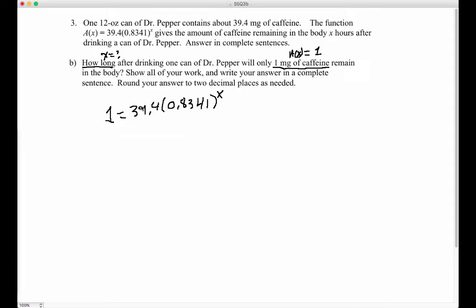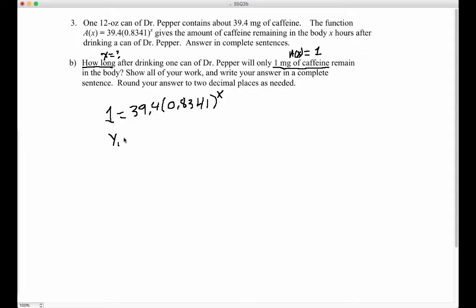Now we don't have the tools at this point to solve this problem algebraically. We will in the not too distant future. In the next lesson we're going to start learning about the tool we need for this, known as the logarithm. But for now we're going to go ahead and solve this using a graphical technique. So to do that, we'll go into our calculator.